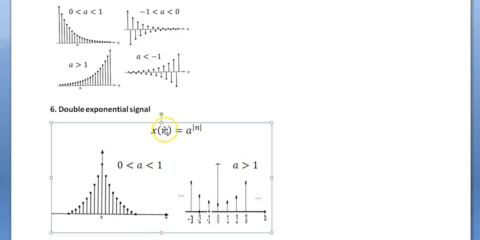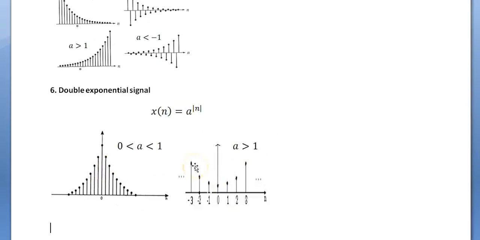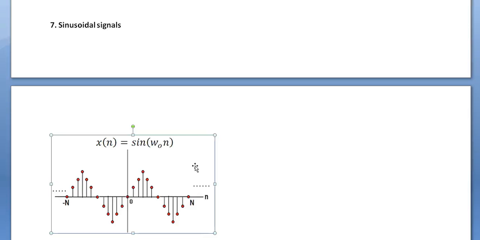Next one is a double exponential. Double exponential means a power mod n. These are the diagrams of double exponential for different a values. Here a is 0 to 1, it is like this. a is more than 1, it is like this. And discrete time sinusoidal signal.